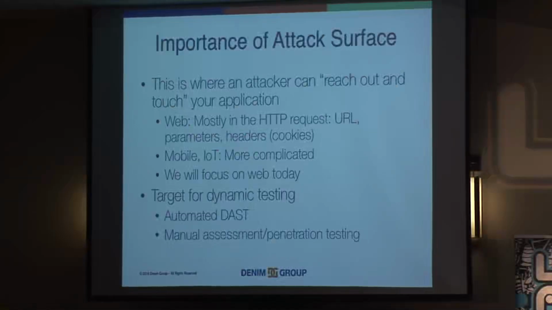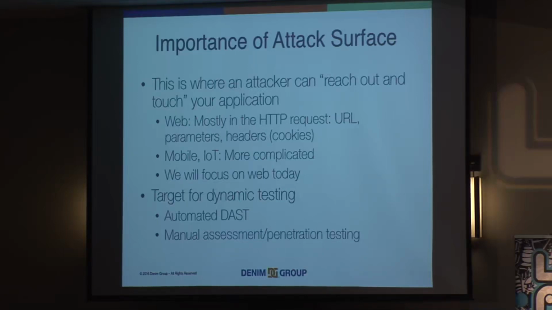When I talk about attack surface in the context of applications, specifically web applications, what I'm talking about is where can an attacker reach out and touch your application? From a practical standpoint, this really means: what is the set of HTTP requests that can be made against your application where your application is going to do some processing based on that? So what are the URLs that folks are going to be able to access?